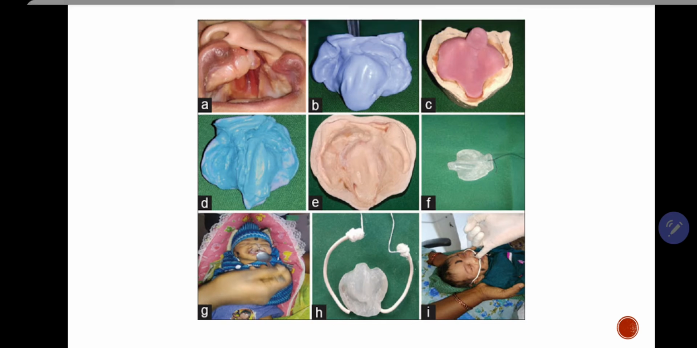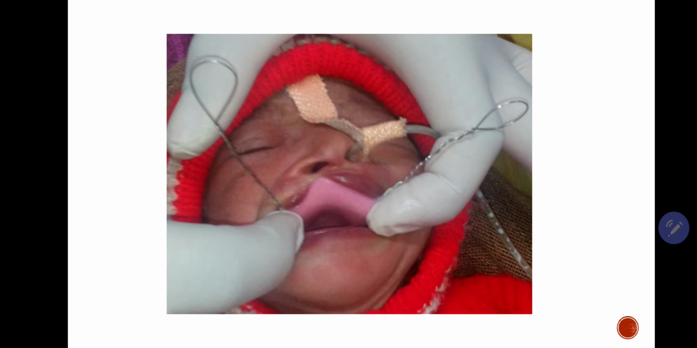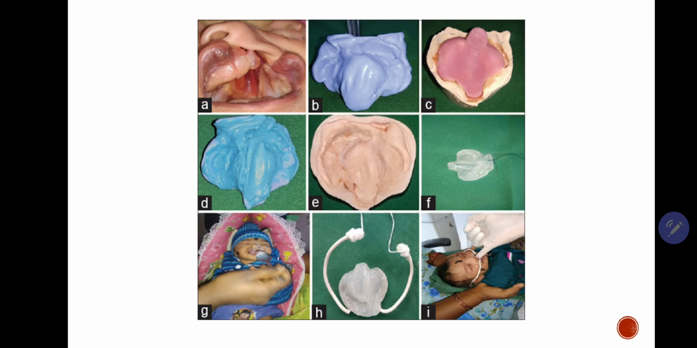If you can see the first picture over here, there is a complete cleft which involves the lip as well as the palate. This is a complete unilateral cleft involving the lip and the palate. In the second picture, you can see an impression made of the oral cavity of the infant. In the third picture, there is an appliance made up of a self-cure material.